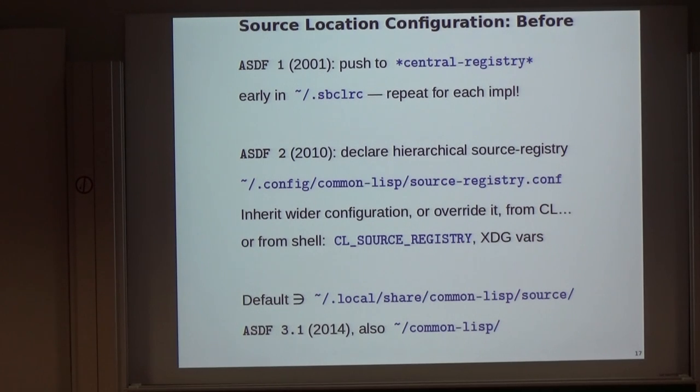In ASDF 2, we made things declarative. You now have a declarative source registry. You still have a central registry if you're an old timer. But if you're a beginner, you can just let the thing work in your source registry. It just works. It's a hierarchical configuration, so you can let the system define things for you, and you can override things, or you can totally override the system and say, hey, it's crap.